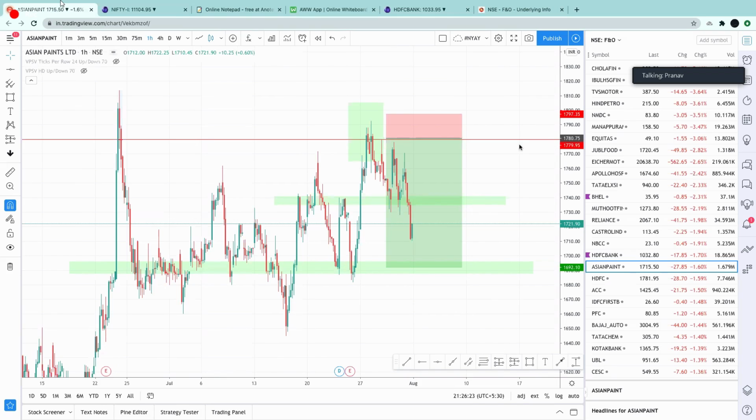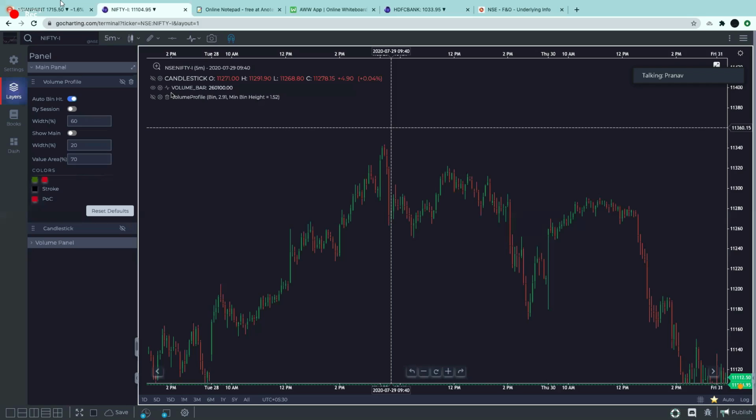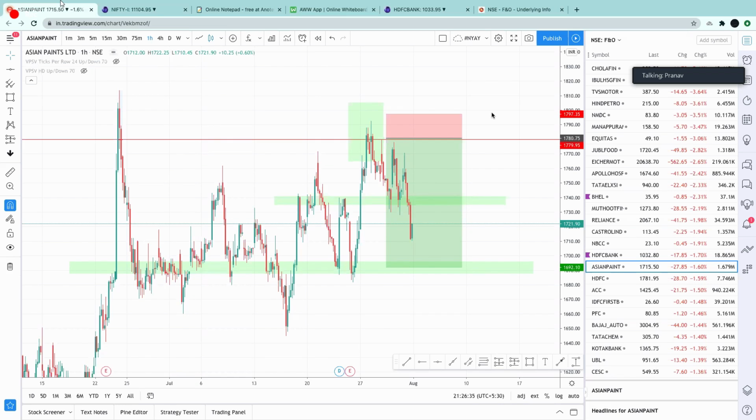Why are various trading platform charts not the same? Candle low and high are different in various trading platforms. Here I was looking at the futures chart. Here I was looking at the spot chart. That's why you'll see a discrepancy.